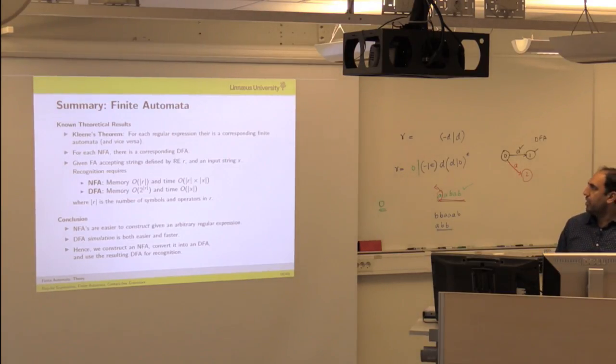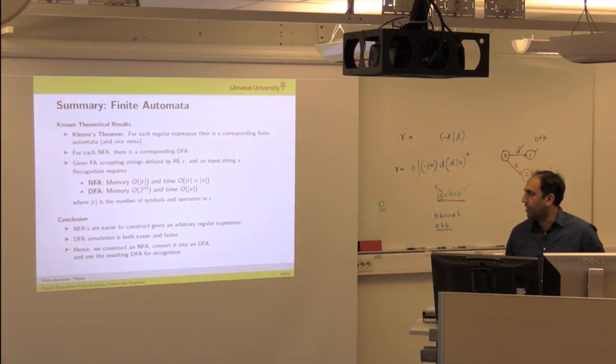Okay, so here is a summary of finite automata. Some of the known concepts: there is a theorem by Kleene, and it says that for every regular expression there is a corresponding finite automata. So if you have a regular expression, you can transform it into a finite automata, and the other way around. If you have a finite automata, you can transform it into a regular expression. And for each NFA, there is a corresponding DFA. NFAs, as I said in the beginning, are easy to develop. So if you have an NFA, you can write a DFA.